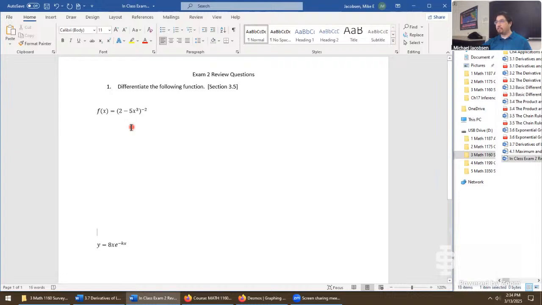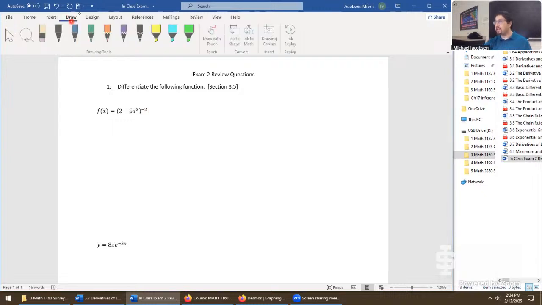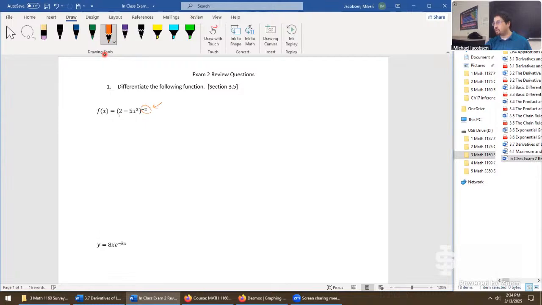But first, let's get going on the first one. f of x is involving an inner function and an outer function. So we can begin the analysis by saying power -2 and 2 minus 5x cubed are the two functions we're considering. That one is the derivative we do second, the inner. Power -2 is the derivative we do first, the outer. So that's our typical analysis each time.